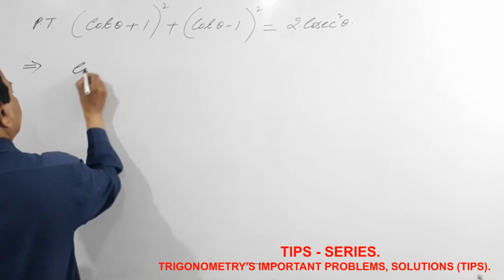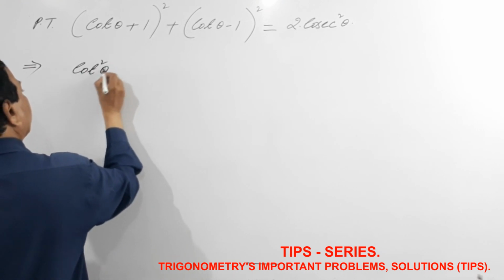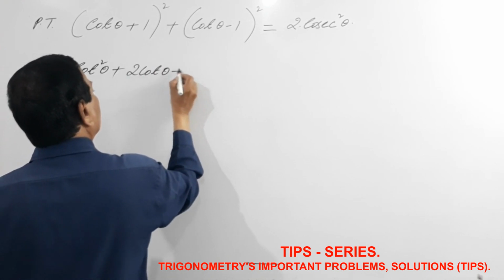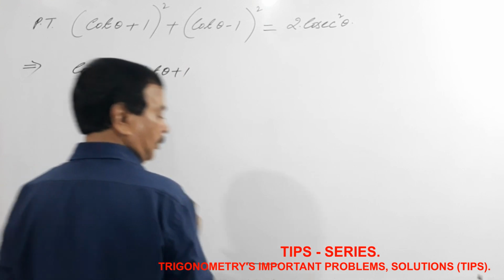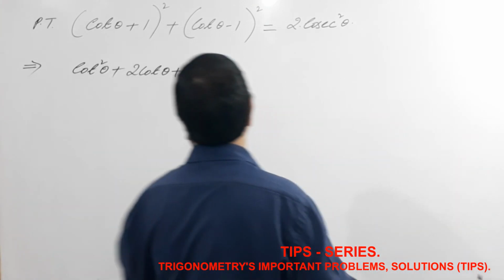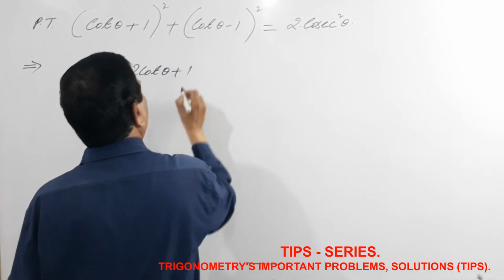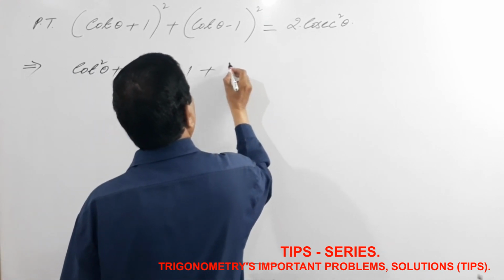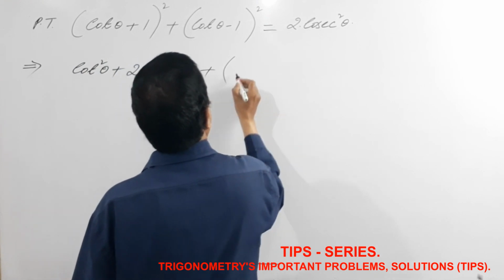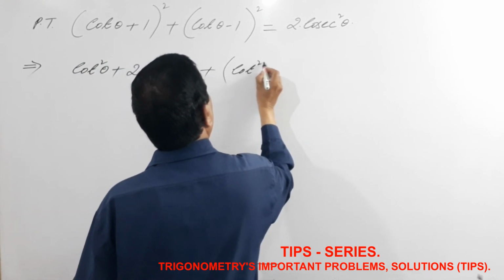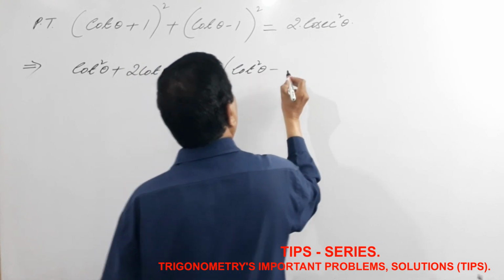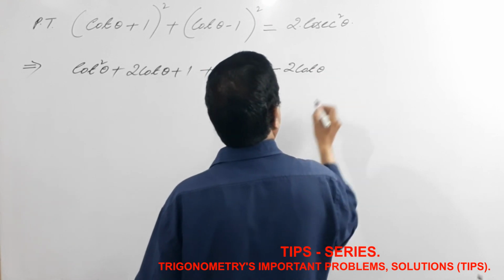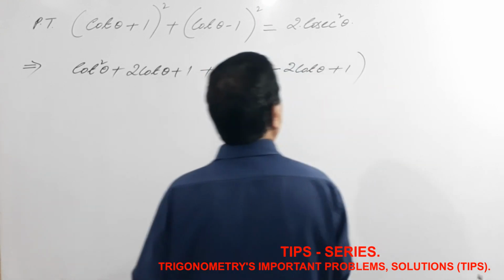What happens to this? This becomes cot square theta plus 2 cot theta plus 1, plus 1 plus, I'll use this bracket, cot square theta minus 2 cot theta plus 1.